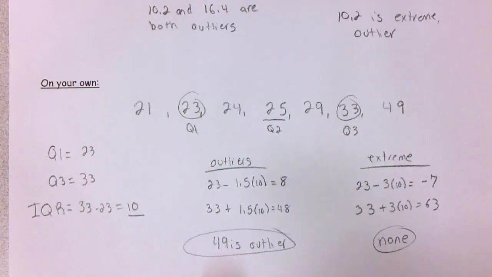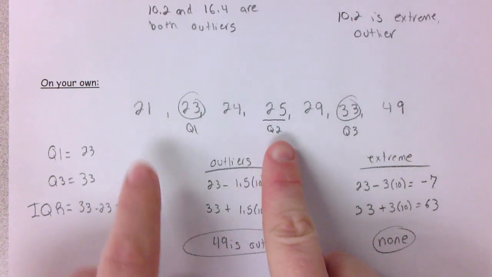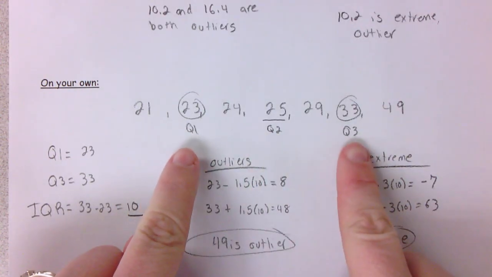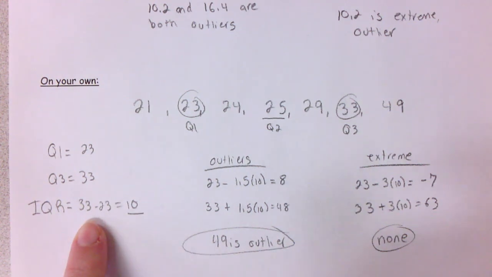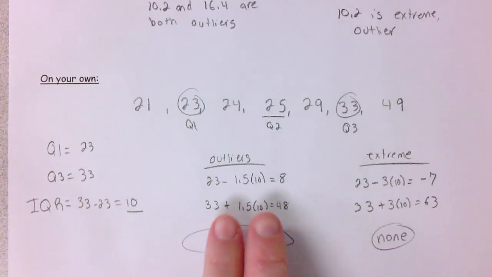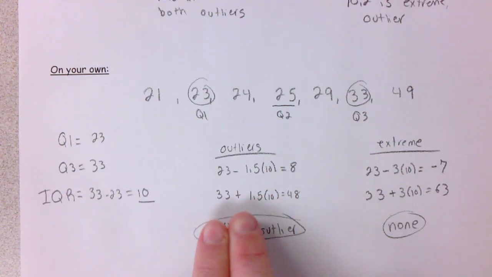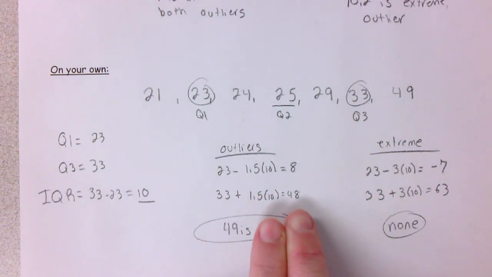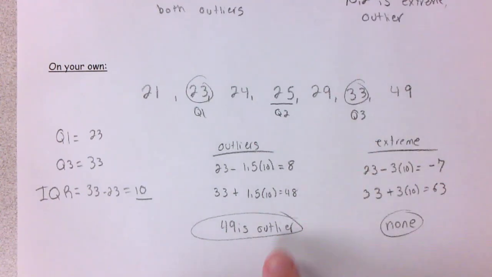All right, so 25 is going to be Q2, which is the median. So then Q1 would be 23. Q3 is 33, which makes the IQR 10 when you subtract those two. So the length of the box is 10 here. So 1.5 box lengths would actually be 15. So 23 minus 15 would be 8. 33 plus 15 would be 48. So anything outside of that range, which is only 49, is an outlier.